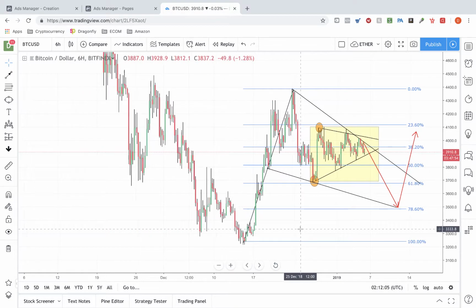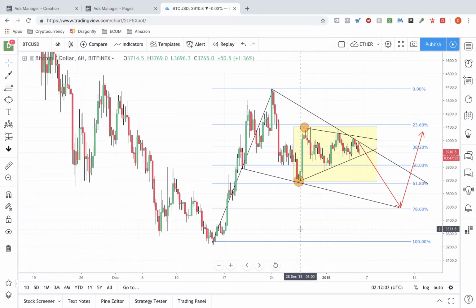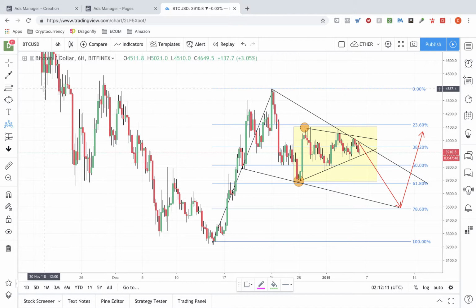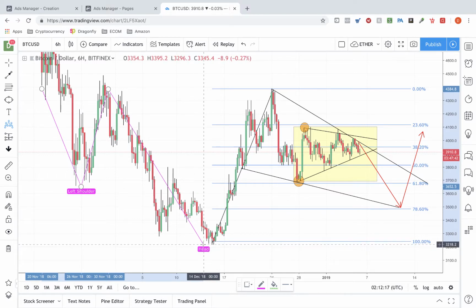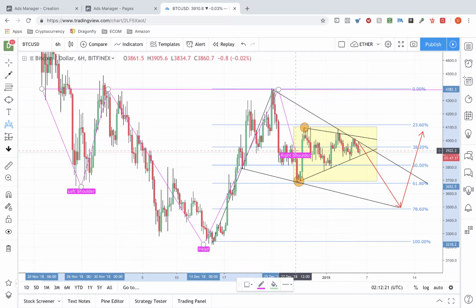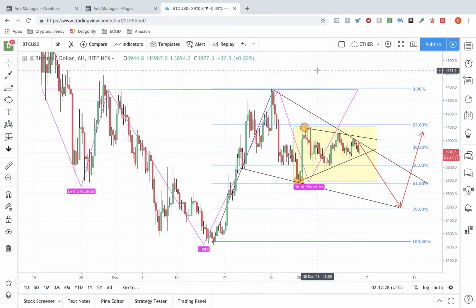But on a bigger view, what we've been watching, what we're hoping for, was this head and shoulder to play out. Because this is what we talked about over a week ago, and it is still not played out. But it is still not invalid. So that's why we have to keep this in mind. If it hasn't played out and it hasn't been invalidated, then it's still possible.